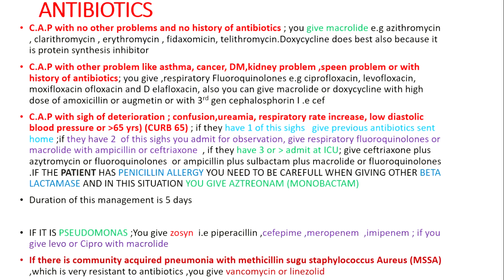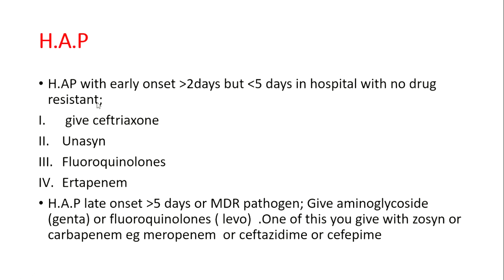So let's go to hospital-acquired pneumonia. Hospital-acquired pneumonia with early onset is 2 days after admission, but less than 5 days in hospital, with no drug resistance. So here you give IV ceftriaxone, you can give amikacin, which is an aminoglycoside. Also you can give a fluoroquinolone, you can give ertapenem, which falls under the class of carbapenems.